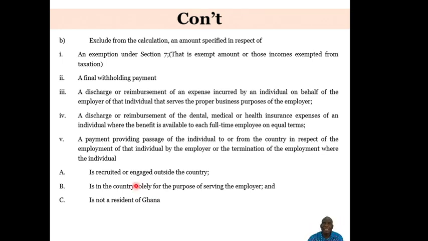So, number 3, a discharge or a reimbursement of expense incurred by the individual on behalf of the employer. If I'm an employee and I'm incurring expenses on behalf of the employer, why should I add it to my income and tax if the expense is to serve the proper business purpose of the employer? That one, you cannot add it to my income and tax. So any discharge or expense incurred by the individual on behalf of the employer to serve the proper business purpose of the employer, you don't add it to my income and tax me.